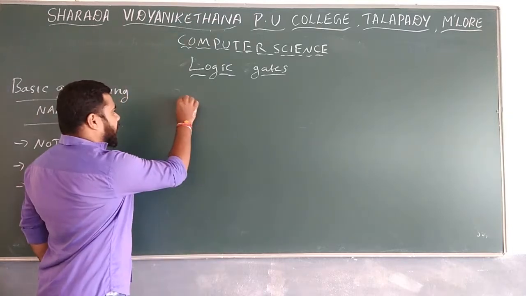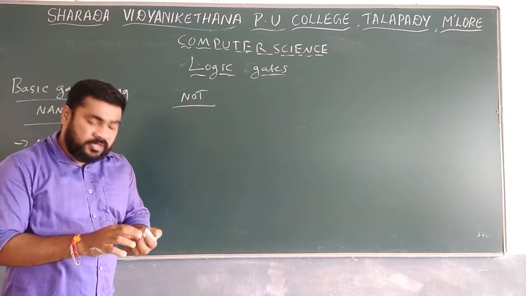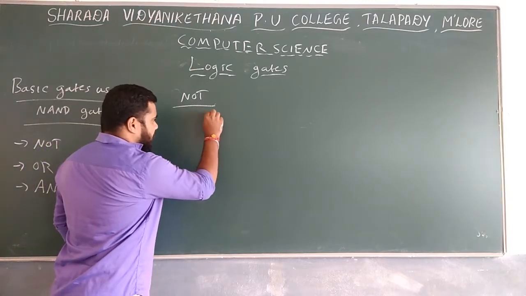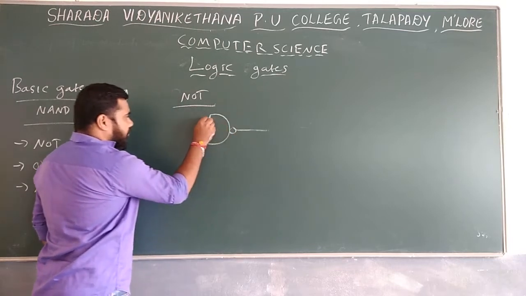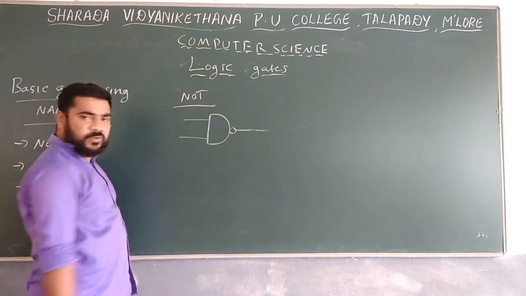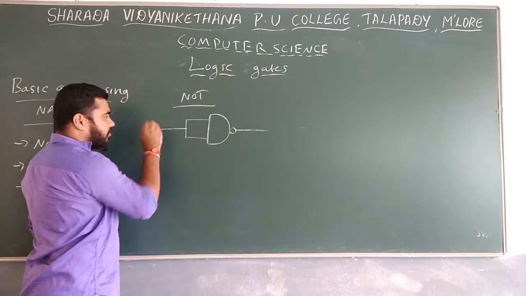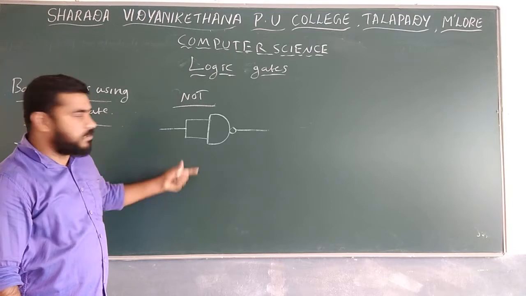First, you have to construct the NOT gate using the NAND. How can you construct the NOT gate? This is the symbol for the NAND gate. Two inputs will be there, but we have to combine both the inputs. You have to merge both the inputs. This is the symbol for the NOT gate.